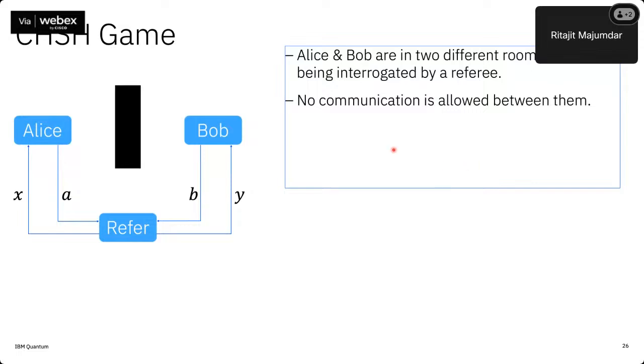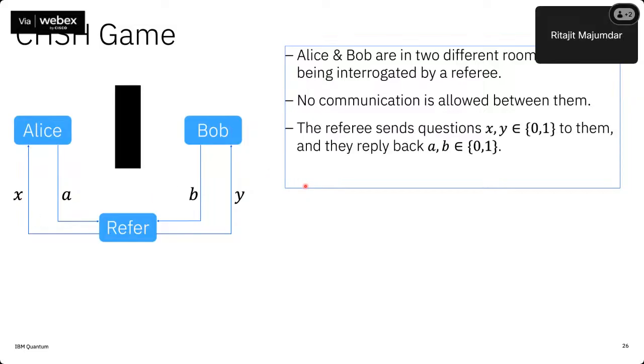The idea here is that Alice and Bob are in two different rooms. As you can see, there is no communication allowed between them. There is a bar, so Alice cannot talk with Bob, Bob cannot talk with Alice. There is a referee who is interrogating both of them. The referee will send some questions, X and Y, to Alice and Bob respectively. They will be zeros and ones. Alice and Bob will reply back with A and B, which will also be zeros and ones.